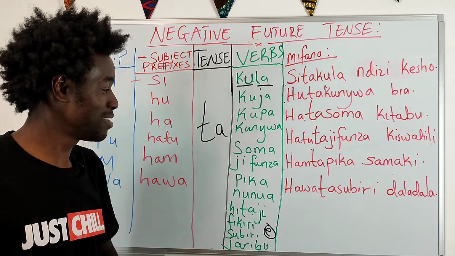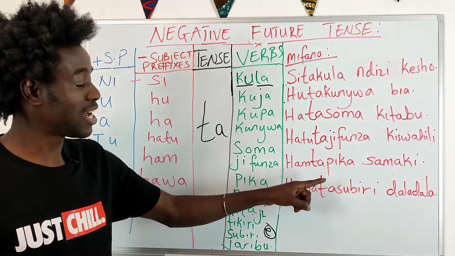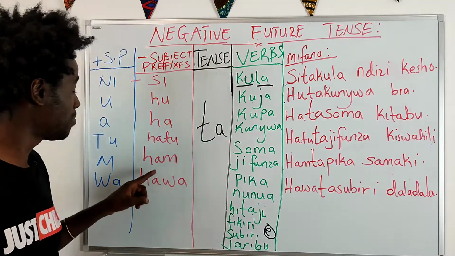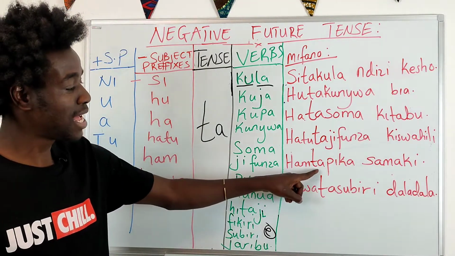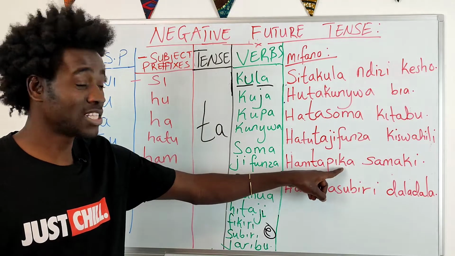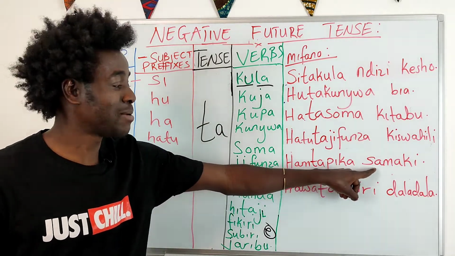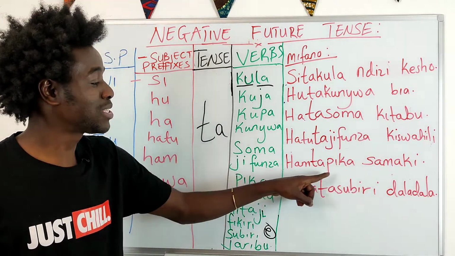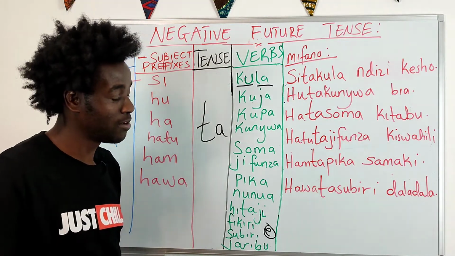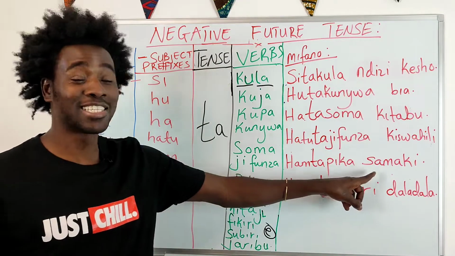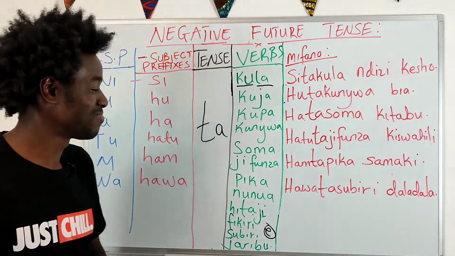Example number five is hamtapika samaki. So ham, subject prefix for you, but plural, and ta, tense, and pika, this is cook, and samaki, this is fish. So hamtapika samaki, this means that you will not cook fish. Samaki is fish in Swahili.